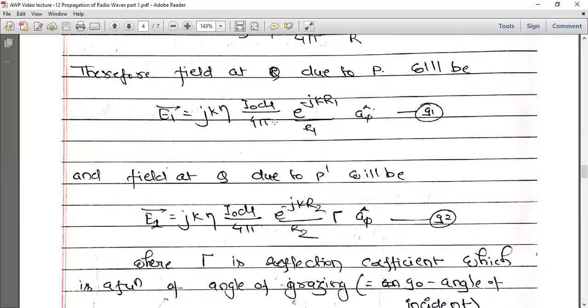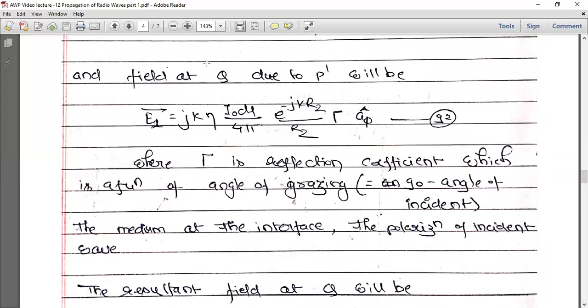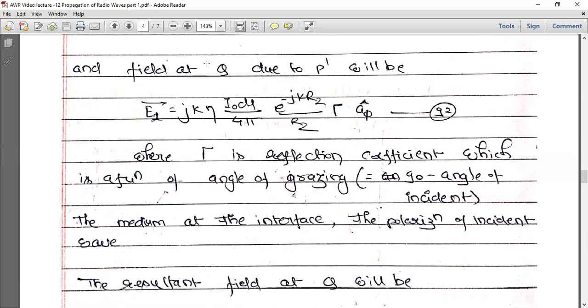So this gamma, the reflection coefficient, is a function of the angle of grazing as well as the conductivity of the medium and other parameters of the reflecting surface. It even depends on the polarization of the incident wave also. So it's a complex quantity. For our consideration, we consider it just as gamma.